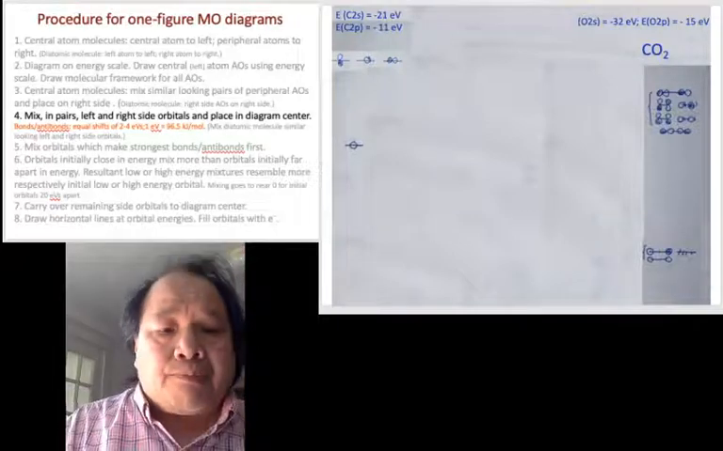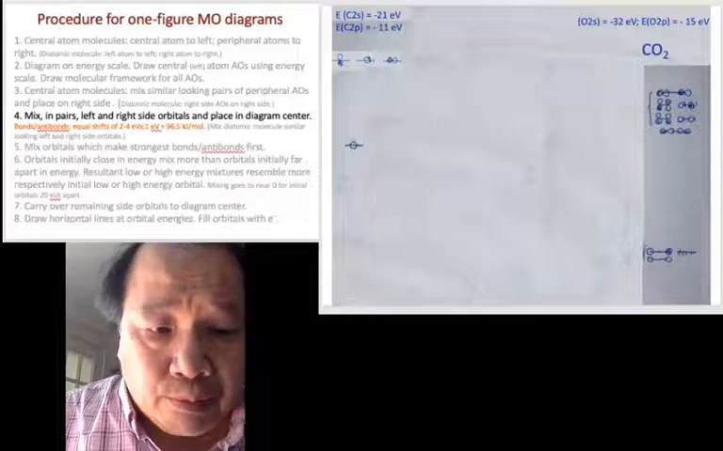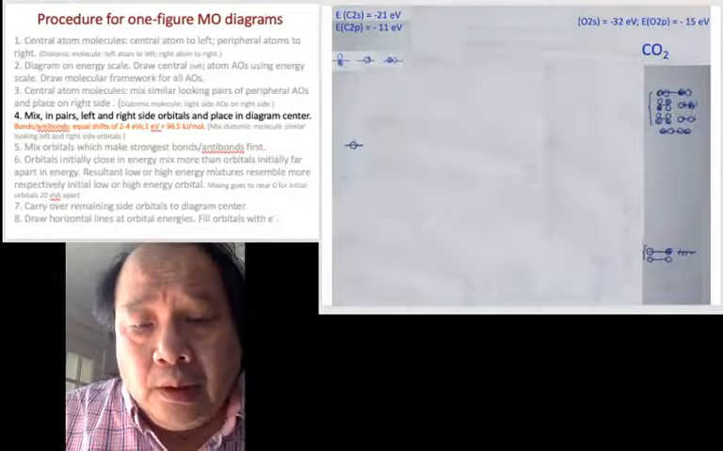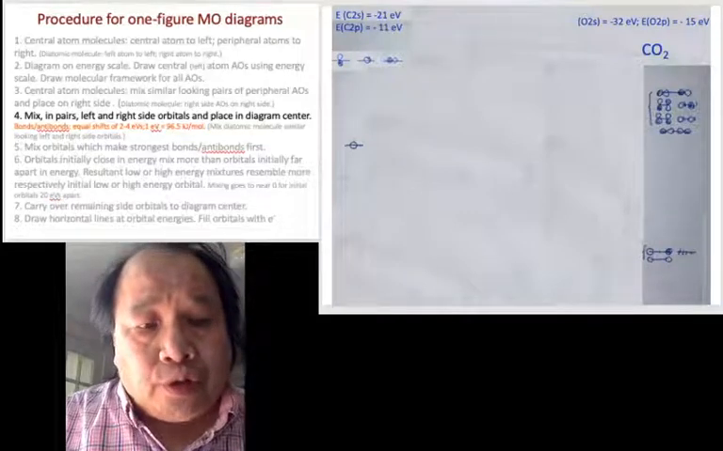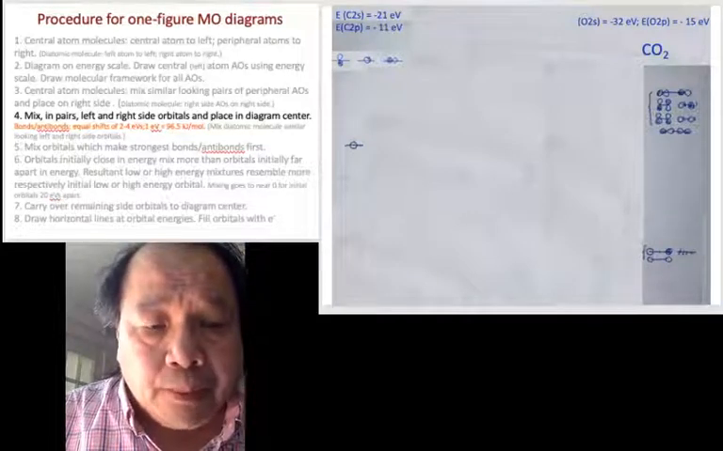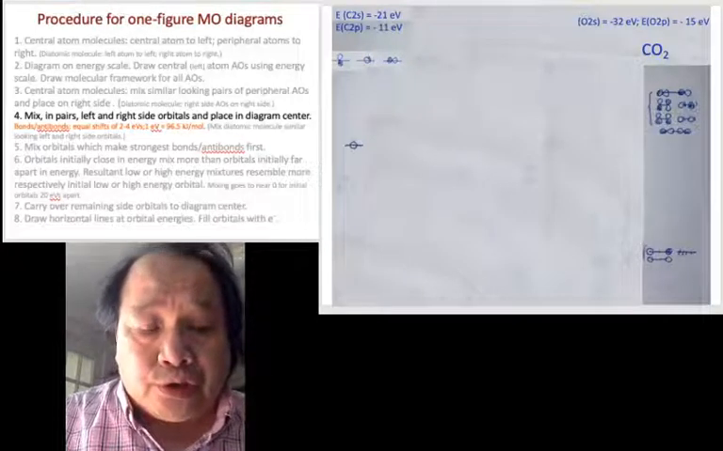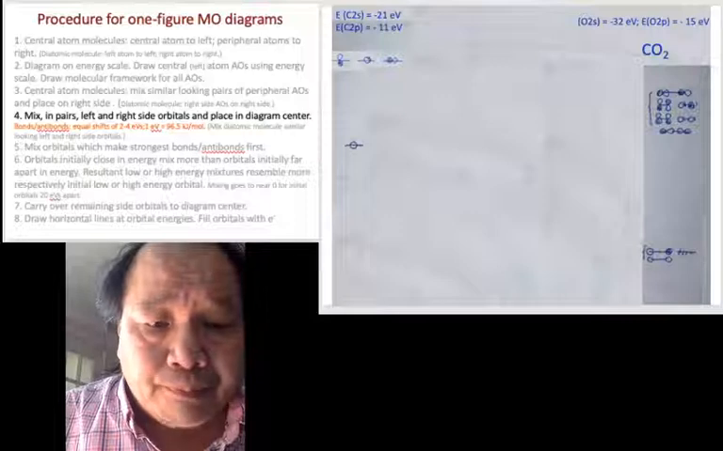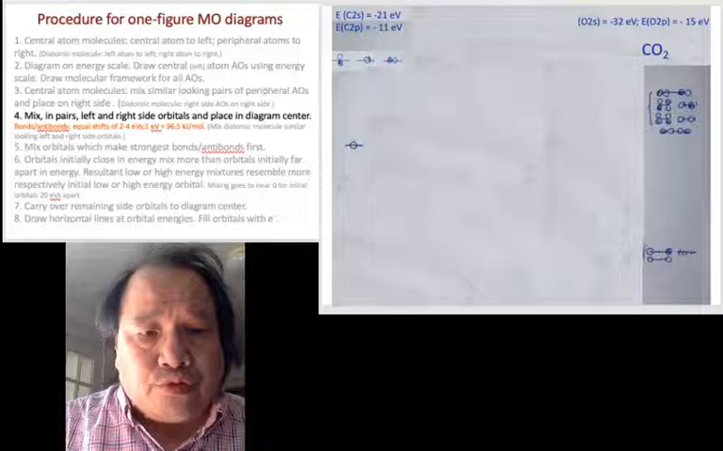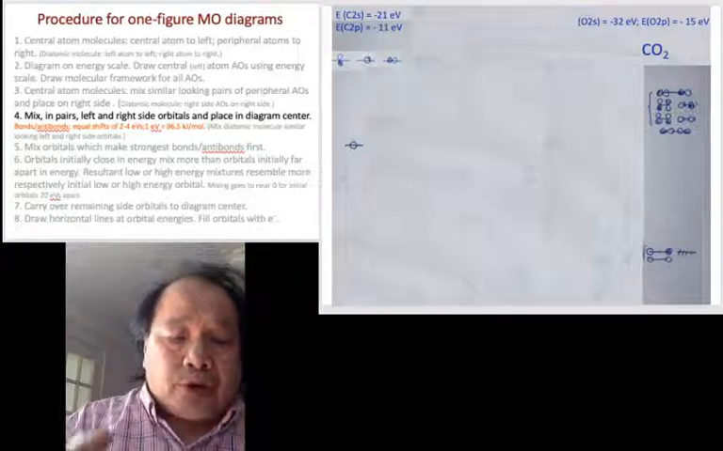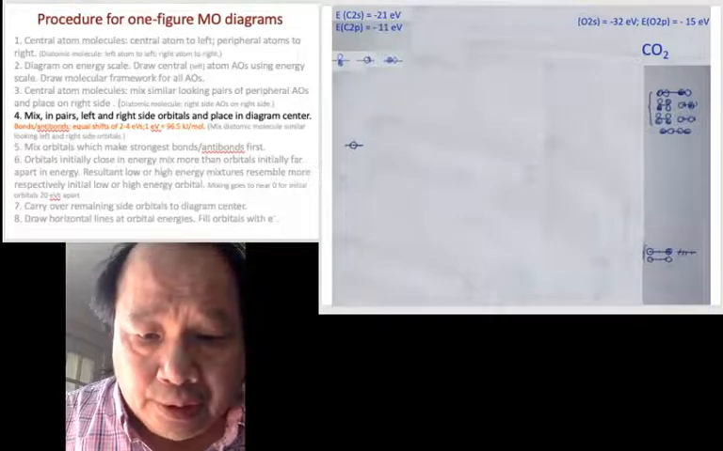We want to mix in pairs the left and right sides. And remember, once we mix a pair, that pair will be used up. A bond is 200 to 400 kilojoules per mole. Put in chat, roughly in eV, what's 200 to 400 kilojoules per mole, if you can remember. 200 to 400 kilojoules per mole is 2 to 4 eV. So these orbitals are going to go up and down 2 to 4 eV on our diagram.